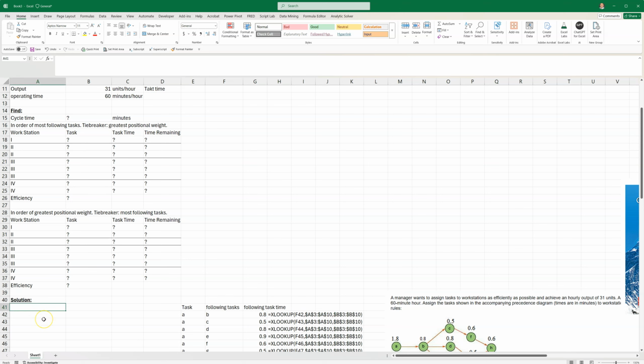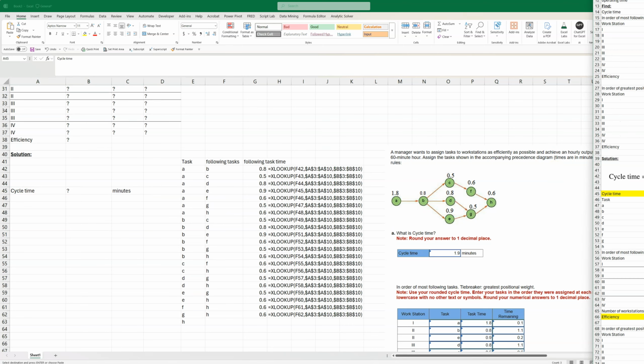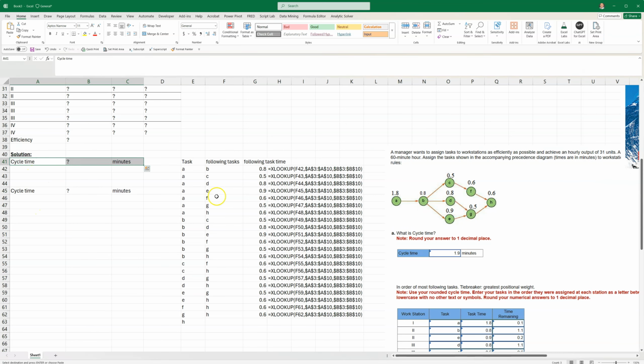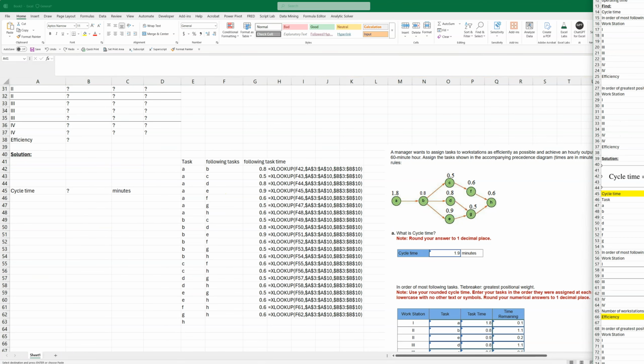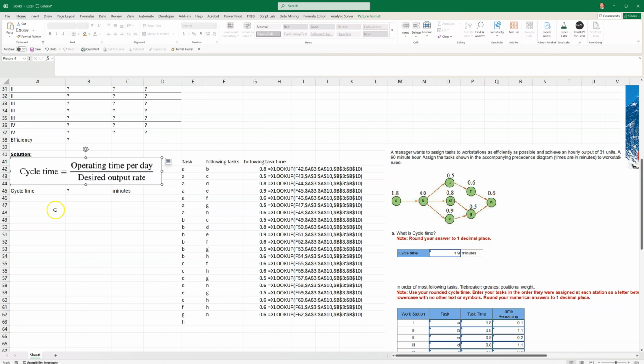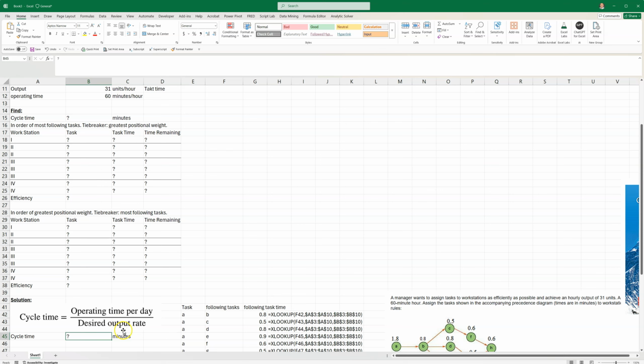We could calculate the cycle time, by the way. Let's just go ahead and copy this. This is the formula for the cycle time. Oh, Control Z. Control Z is your friend. Copy. I have it over here to the right. So this is the formula for the cycle time. It's the operating time per day divided by the desired output rate. Well, this is operating time per hour, right? Divided by the output rate we want, the desired output rate per hour. This actually is equal to this divided by this, right?